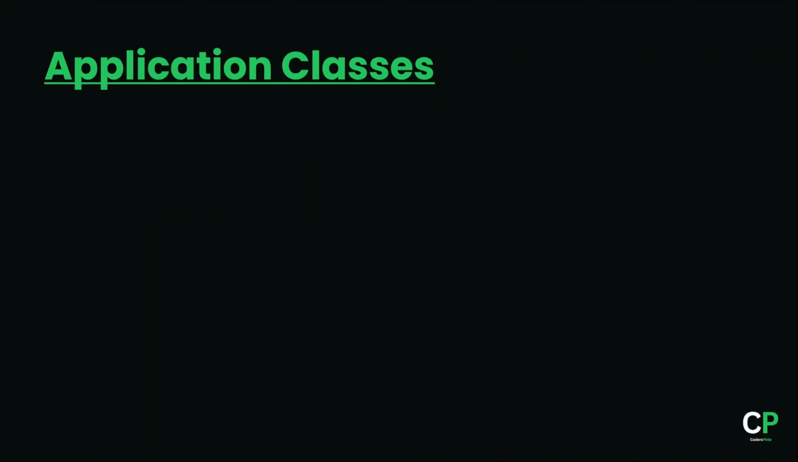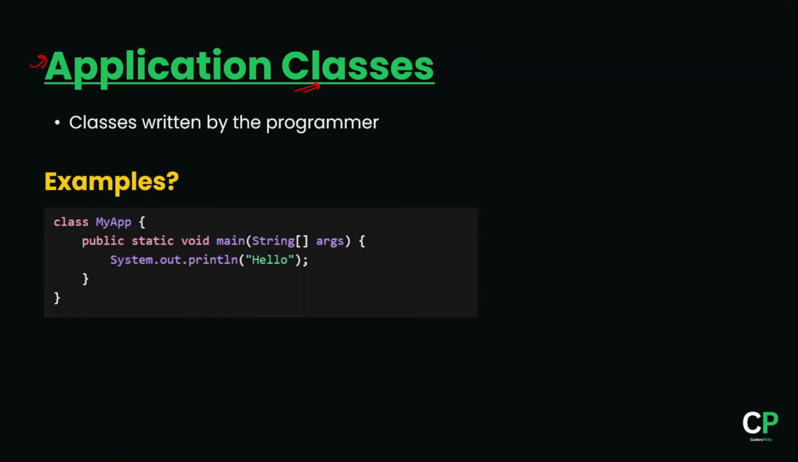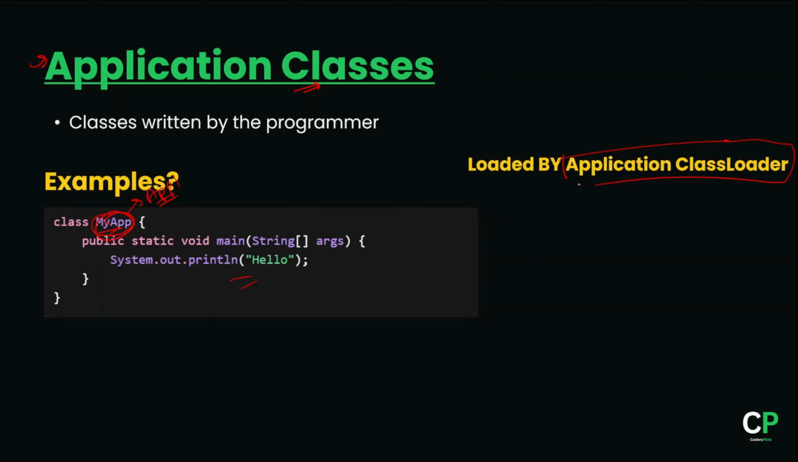And now let's finally learn about what the application class is. An application class is nothing but a class that is written by the programmer. For example, when we write any class, say MyApp, it is a type of application class, and it is loaded by the application class loader.